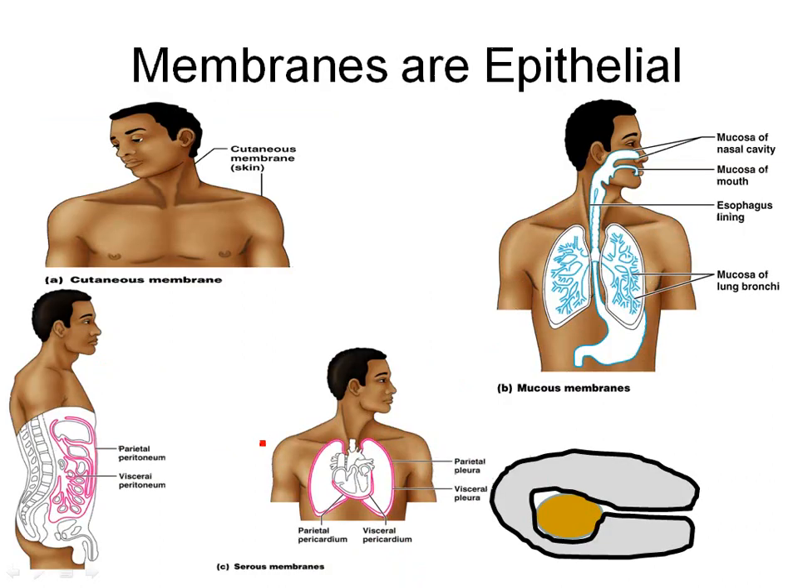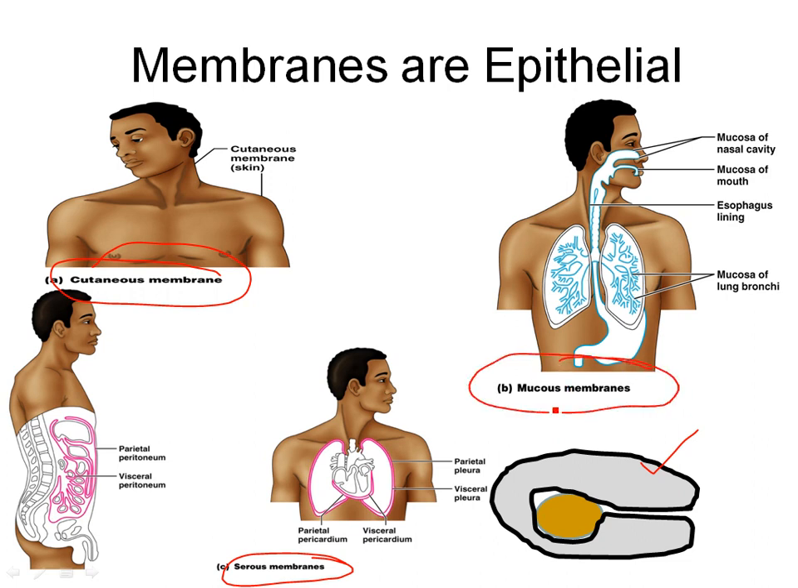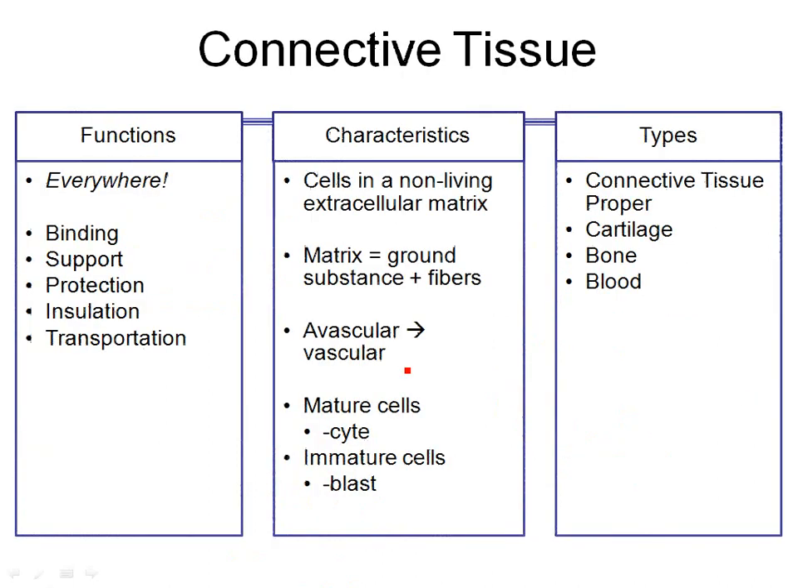Other things that are epithelial, remember serous membranes. That's my diagram of the lima bean and the tape. So serous membranes are epithelial. The cutaneous membrane, or your skin, the outer layer anyway, is epithelial. And your mucous membranes are epithelial. Remember, it's the goblet cells that make the mucus. So we'll look at a lot of those in lab.